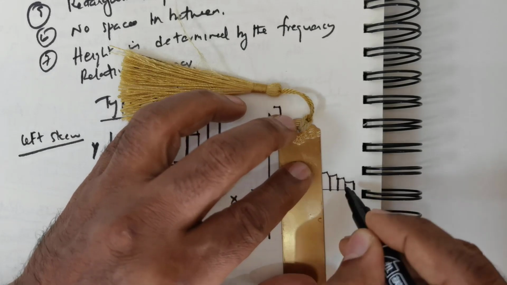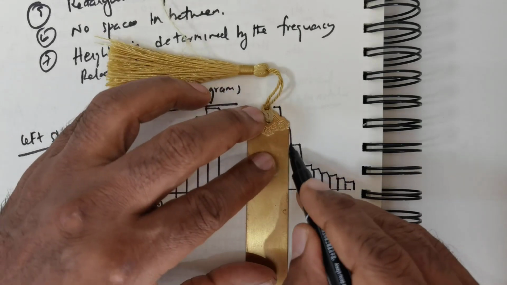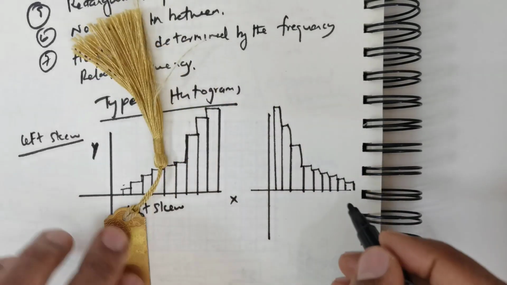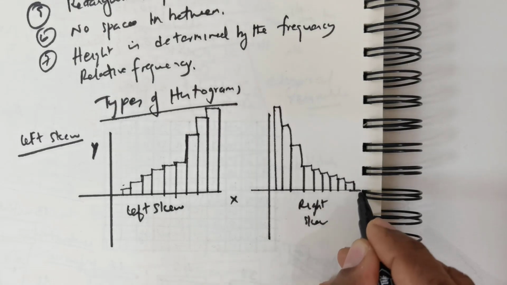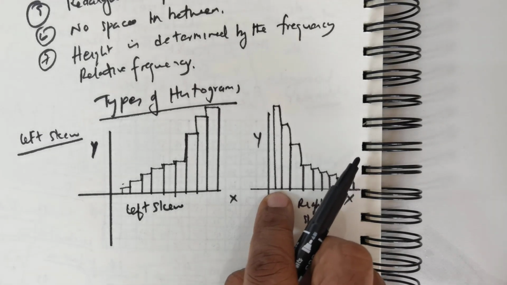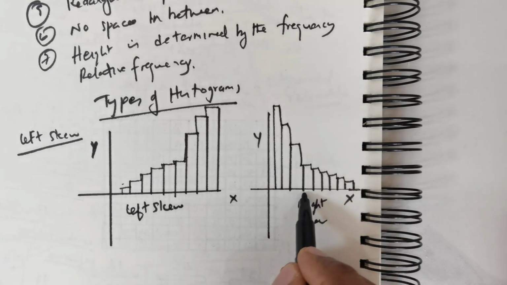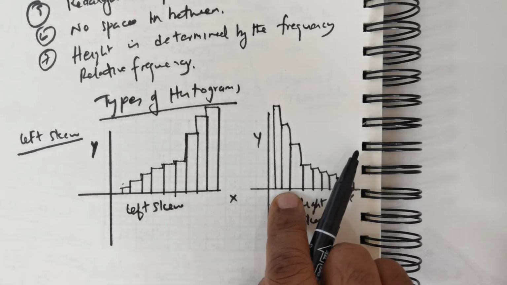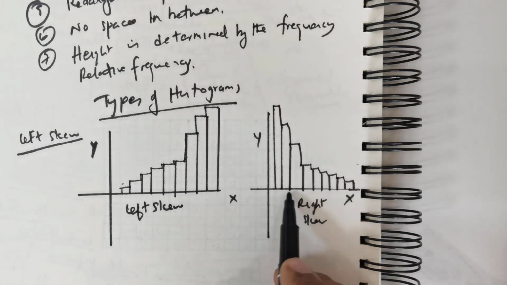So let me draw and show it to you. So this is right skew. This is the x-axis, this is the y-axis. Now you see, people say for example 18 to 28, and then further on up to say 48. This is a division: 18 to 28, 29 to 39, 39 to 50, and so on. You understand the meaning of what I'm trying to portray here.